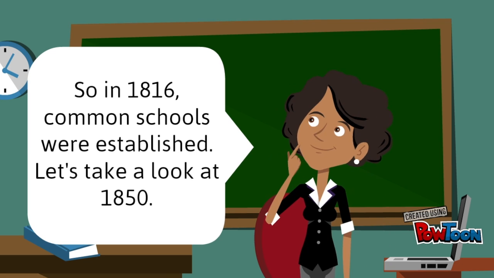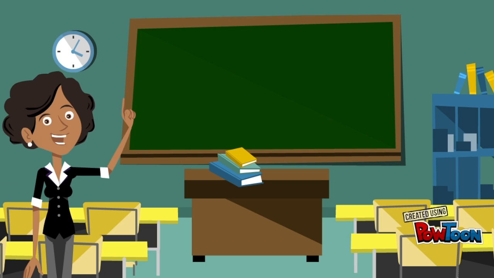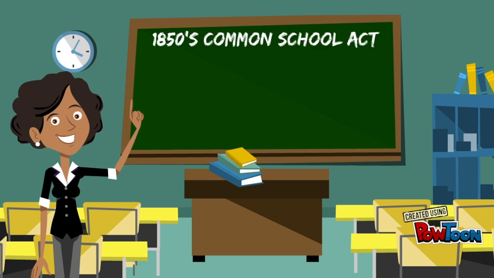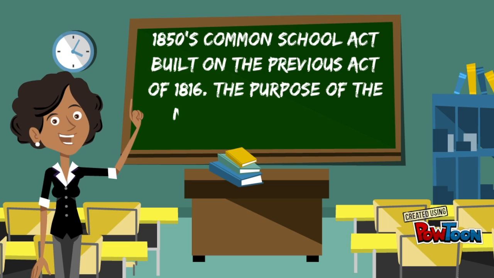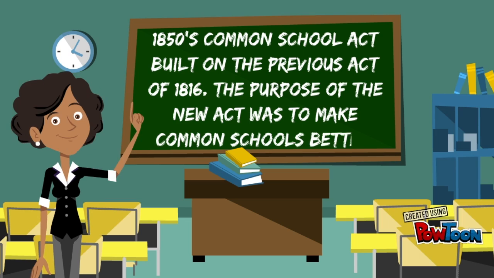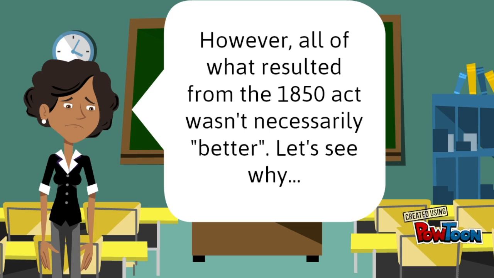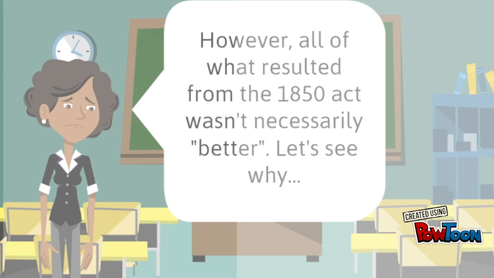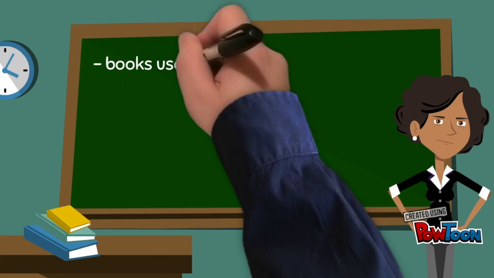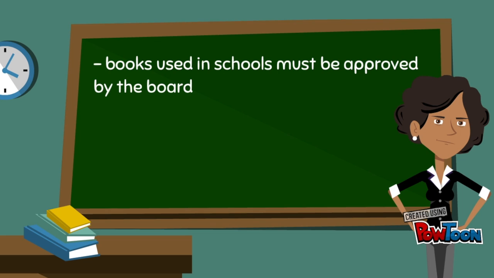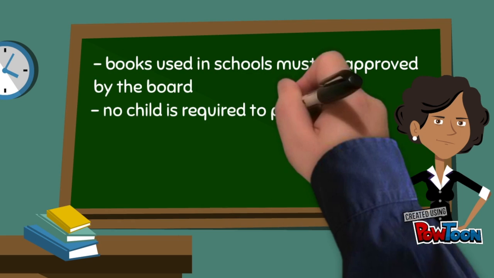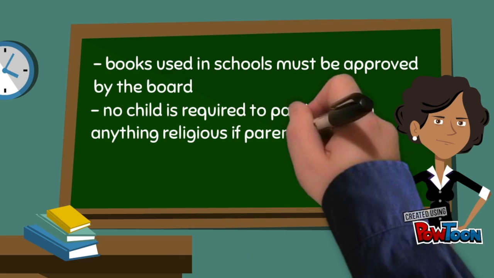Let's take a look at 1850. The Common School Act of 1850 built on the previous Act of 1816. The purpose of the act was to make provisions for the betterment of common schools. However, all of what resulted from the 1850 Act wasn't necessarily better. Let's see why. It is clearly stated that books in the schools must be examined for approval before being used in schools. In the Act, it states that no child is required to read, study, or do anything religious if the child's parents object to it.